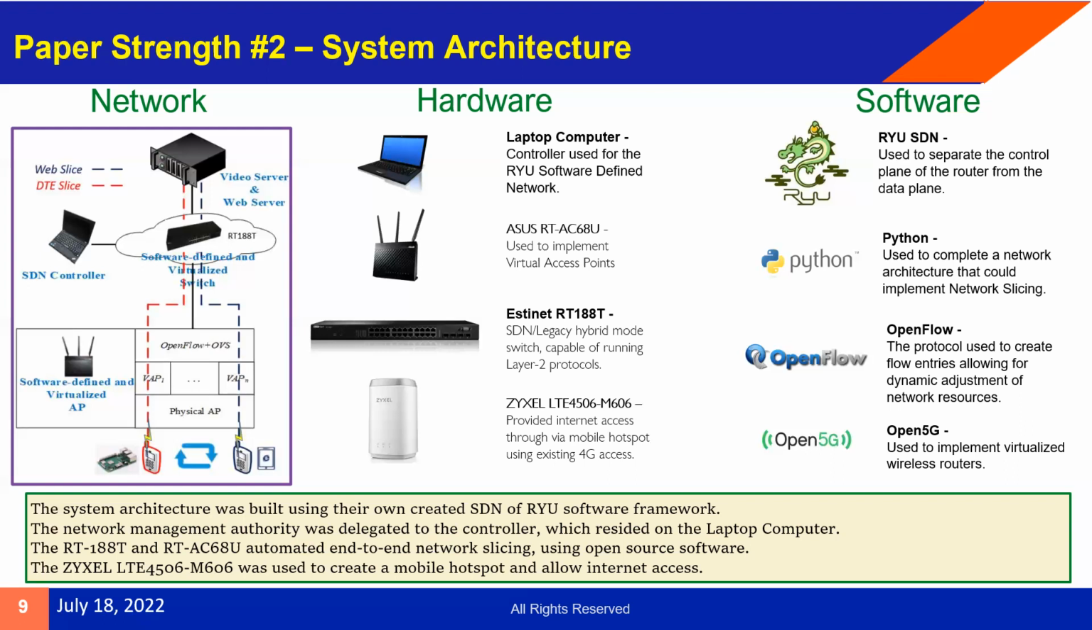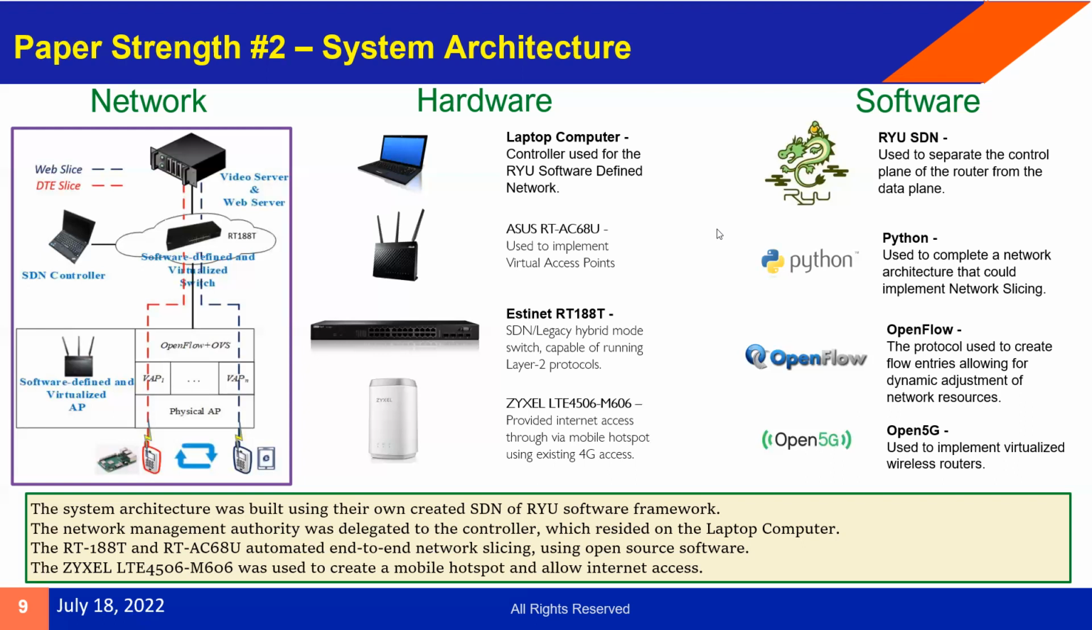All right, so the network management authority was delegated to the controller, which again resided on the laptop computer. The RT-AX88U and the RT-AC68U, the switch and the router, automated the end-to-end network slicing, which used open source software.